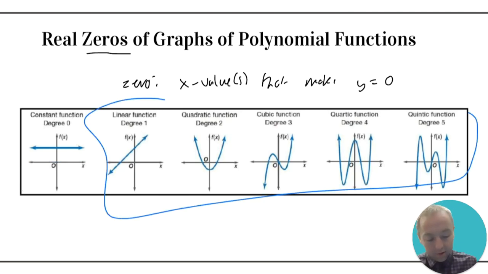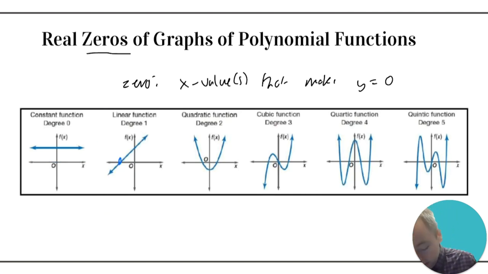The rest of these are all more normal, in that a linear function that's diagonal can have at most one real zero because it only has one x-intercept. This one has two x-intercepts. This one has three. This one has four. And then this one has 5 different ones, right? And that actually gives you the most number of real zeros.